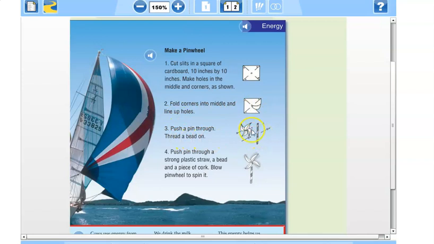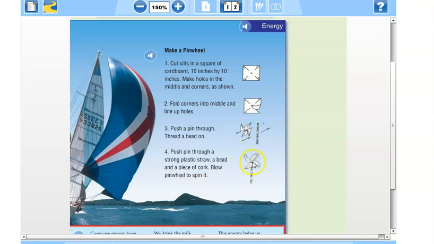Then you're going to push a pin through, thread a bead on. This is cool. All right, so you're going to push a pin through that center and put a bead on it. Push the pin through a strong plastic straw. So the push pin's right here, and you're going to push it through a straw, a bead and a piece of cork, blow pinwheels, and then blow the pinwheel to spin.